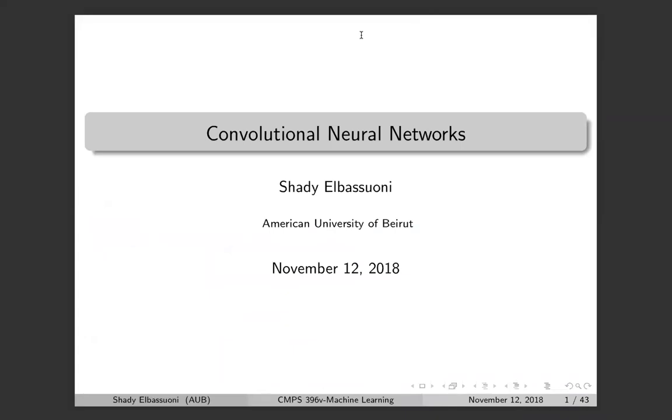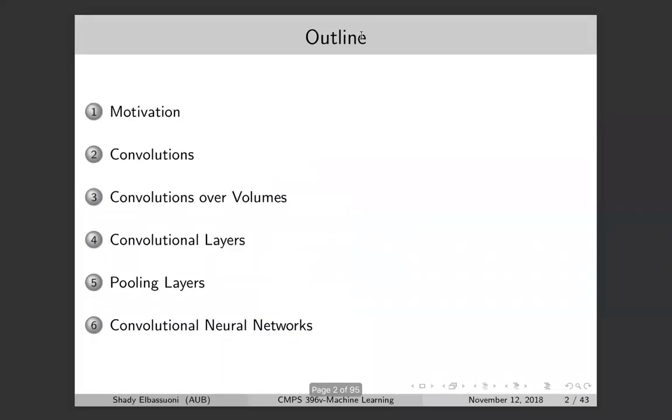Yes. Okay, great. So this is the outline of the lecture today. We're going to start with motivation, then we'll talk about something called convolutions, which is a mathematical operation. Then we'll talk about convolutions over volumes, convolutional layers, pooling layers, and then at the end, what is known as convolutional neural networks or CNNs. This is heavily used in computer vision. So if you're dealing with images, this is really the state of the art right now.